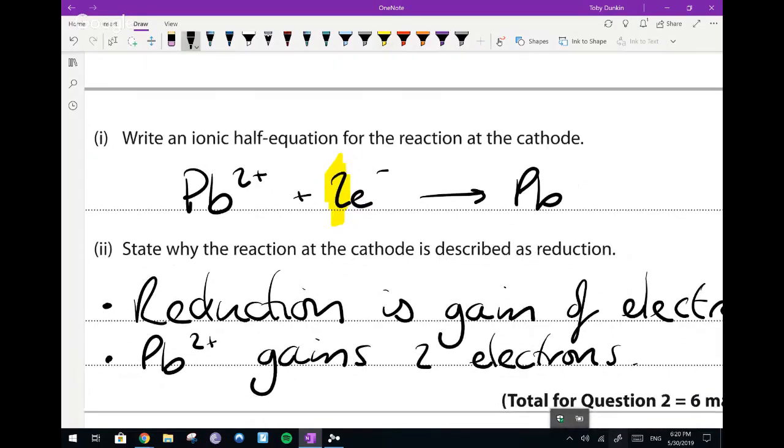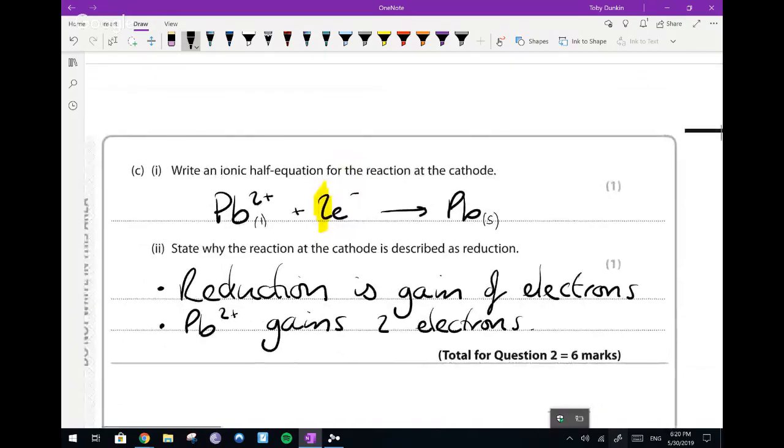Let's add some state symbols here. So the Pb2+ ion is actually going to be a liquid, of course, because it's flowing around. And I'm going to form lead solid. So lead metal will appear on the cathode, and it will turn to a silver shiny metal on the surface. It is gaining 2 electrons.